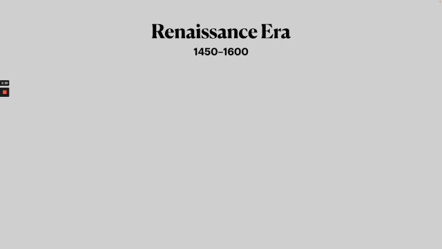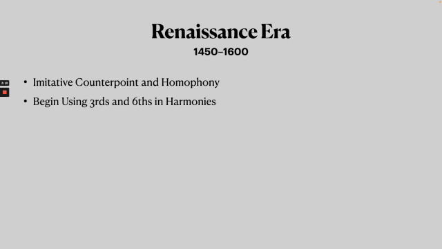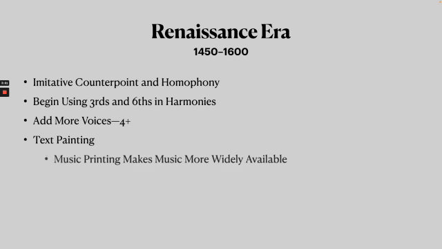The Renaissance era was from about 1450 to 1600, and its 2 main textures were imitative counterpoint and homophony. Composers began using thirds and sixths in harmonies. More voices, at least 4 and sometimes more, were added. Composers began the practice of text painting or composing the music to fit the meaning of the text. The advent of music printing made music more widely available to the general public.